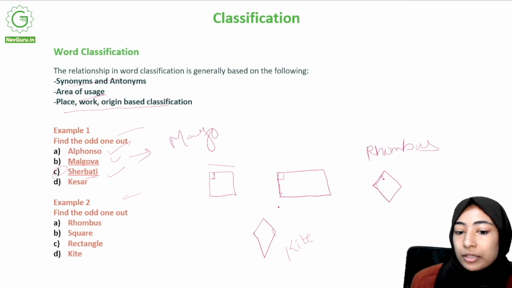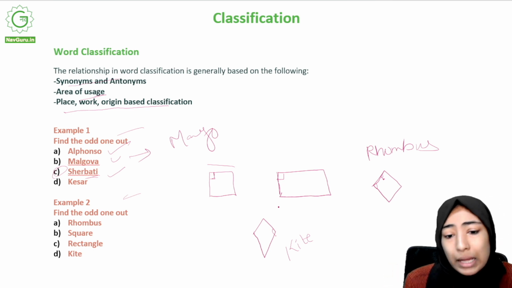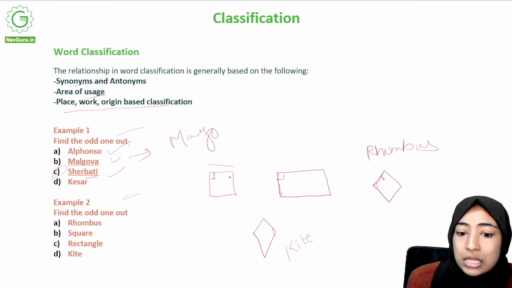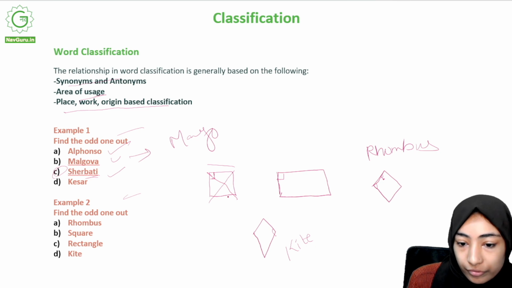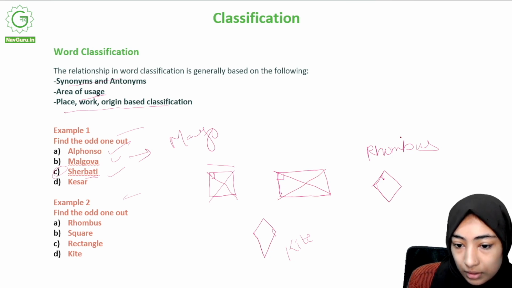What else could you possibly look at? So we have gone through sides, we have gone through angles, to no luck. So now another thing that we know when we learn about quadrilaterals, when we learn about closed figures, is we look at the diagonal. So now let's just take a look at the diagonals of all of these. So I've drawn the diagonal for the square, rectangle, rhombus, kite.